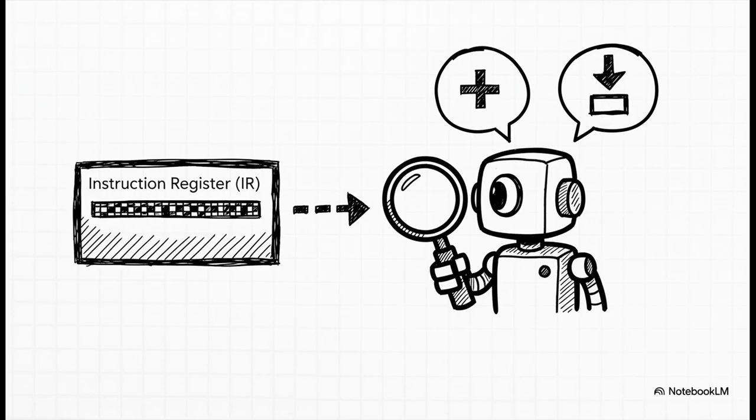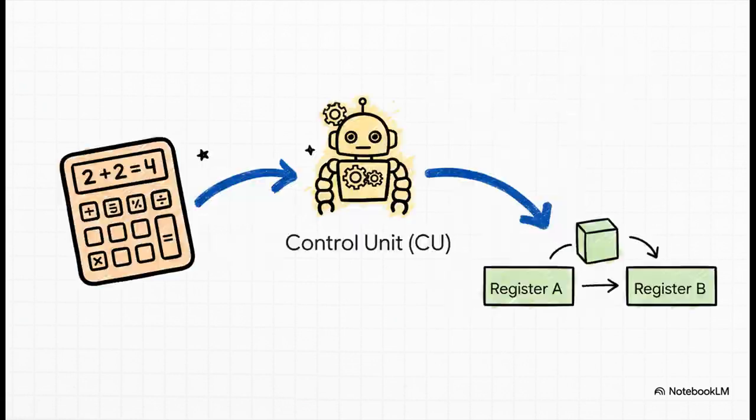It analyzes that pattern of ones and zeros and decodes it. It figures out, this is an add command, or okay, this is a load command. This is the aha moment where the chef reads "add 1 cup of flour" and knows exactly what that means. And that brings us to the final step, execute.